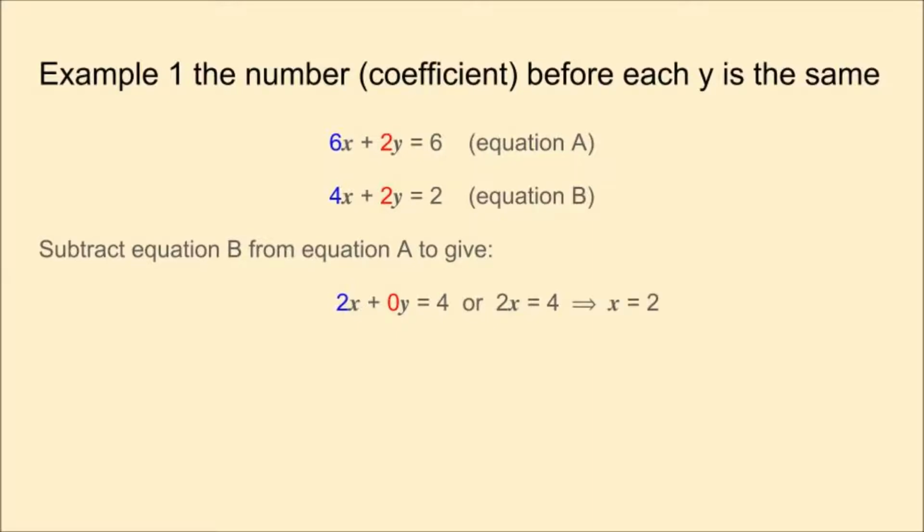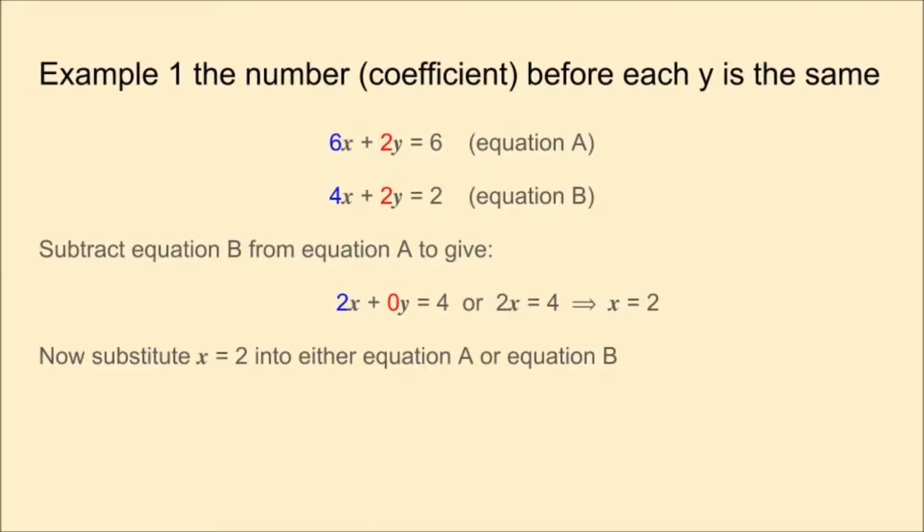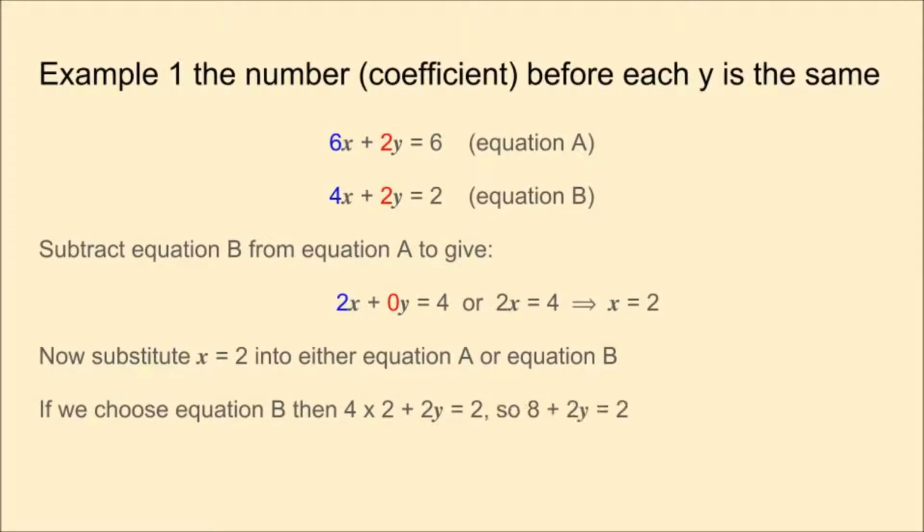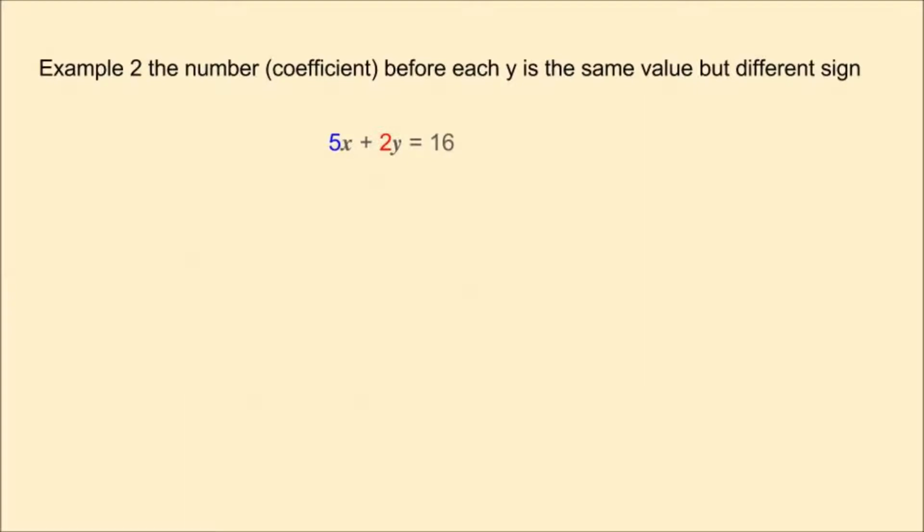Now that we've found our x value being equal to 2, we need to substitute this back into either equation A or equation B in order to work out the corresponding y value. So which equation we choose is really up to us, but let's choose equation B. So that will give us then 4 times our x value of 2 plus 2y equals 2. So 8 plus 2y is equal to 2. If we then subtract 8 from both sides of that equation, that will give us 2y is equal to minus 6, so y is equal to minus 3. So our final answer for this problem is x is equal to 2 and y is equal to minus 3.